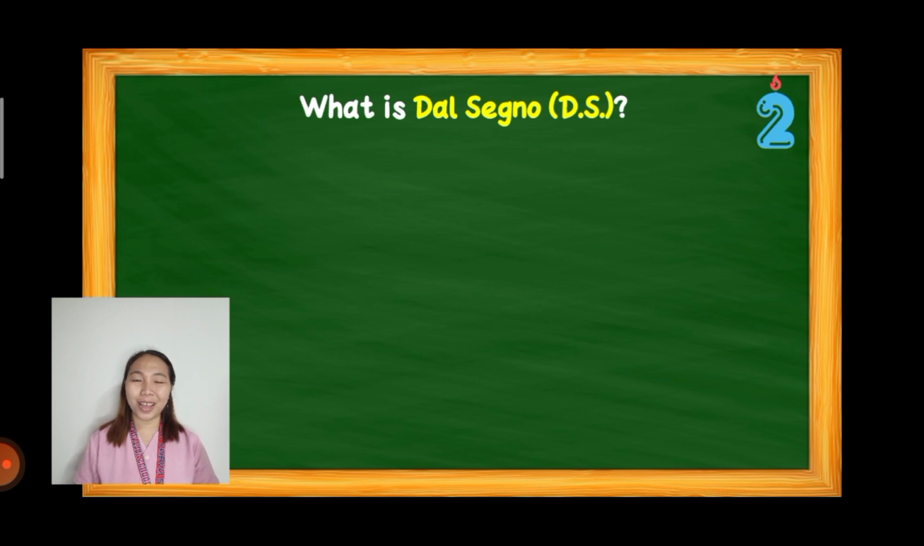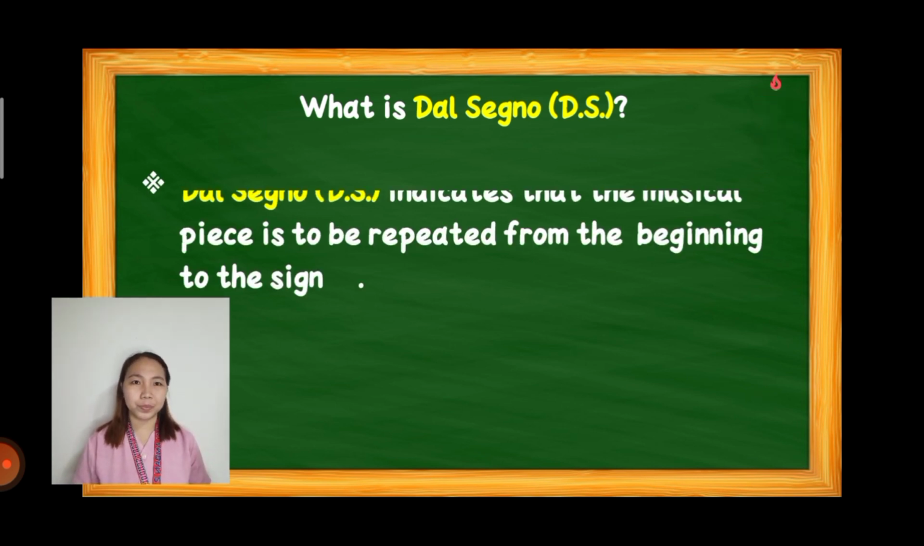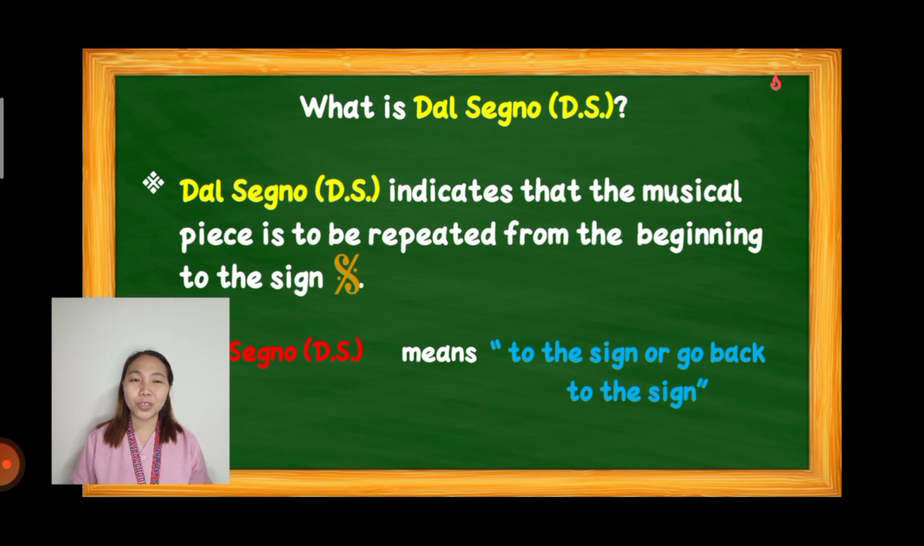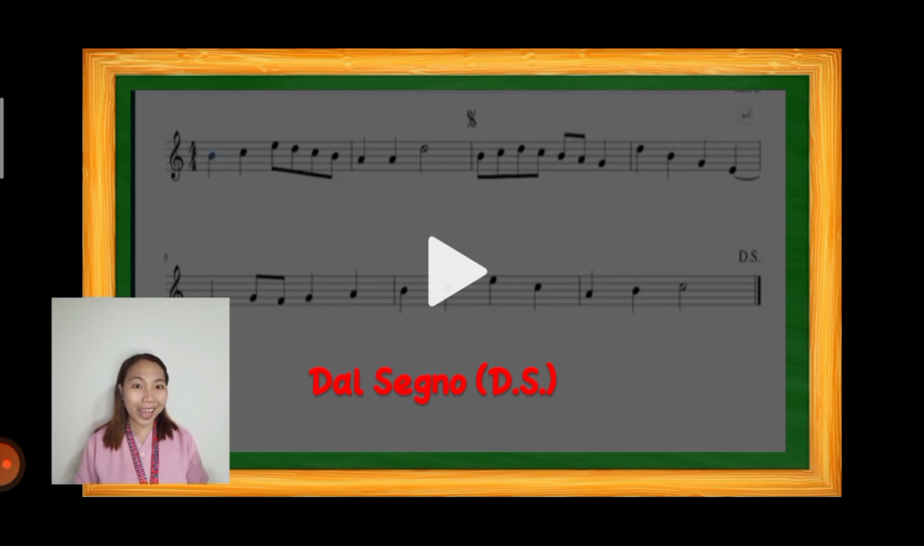The second one is what we call Dal Segno or the DS. Dal Segno or DS indicates that the musical piece is to be repeated from the beginning to the sign S, that symbol. Dal Segno DS means from the sign or go back to the sign. Mubalik siya ato nga sign S. And here is an example of Dal Segno.